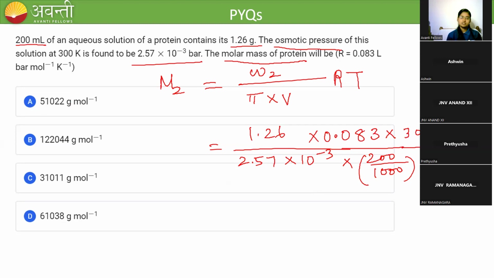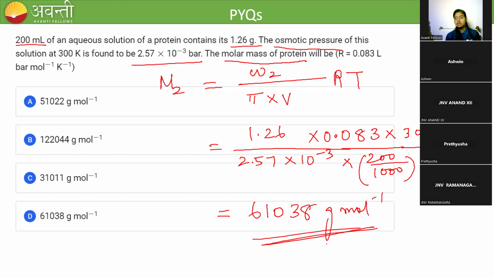Now you have to solve this. We have to do all the multiplication and division here. If you do everything, the answer you will get is 61038 gram per mole. So please try the multiplication and division part of this question and check whether you are getting this answer or not. Do practice it. This is the molar mass of the protein. Option D will be the correct answer. Just direct substitution of the given values into the formula. That's all. Shall I move on to the next question?